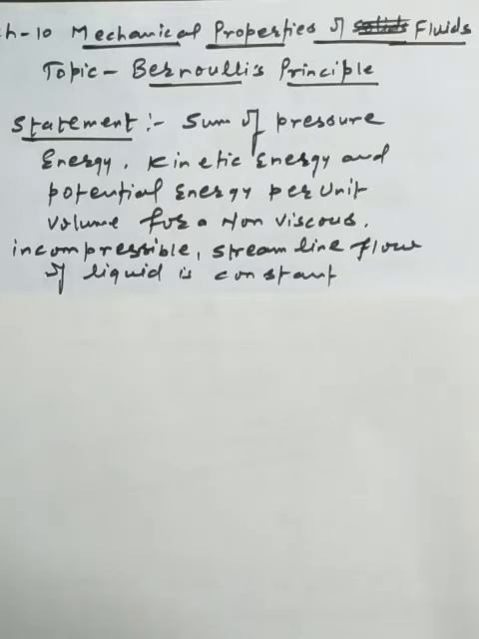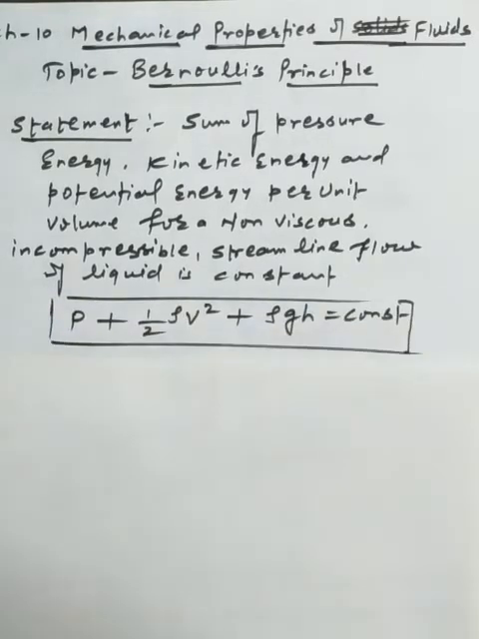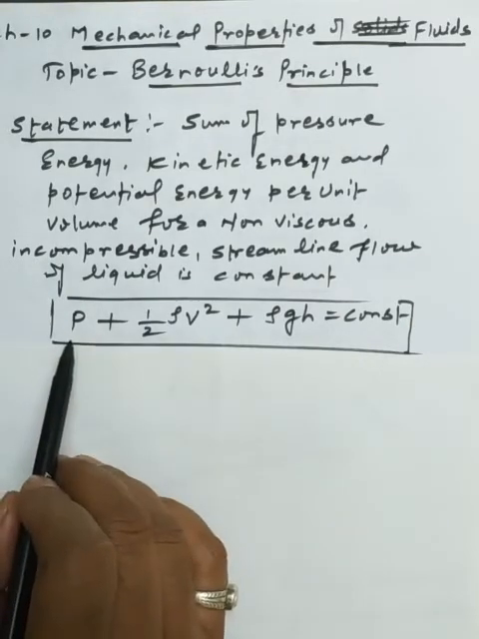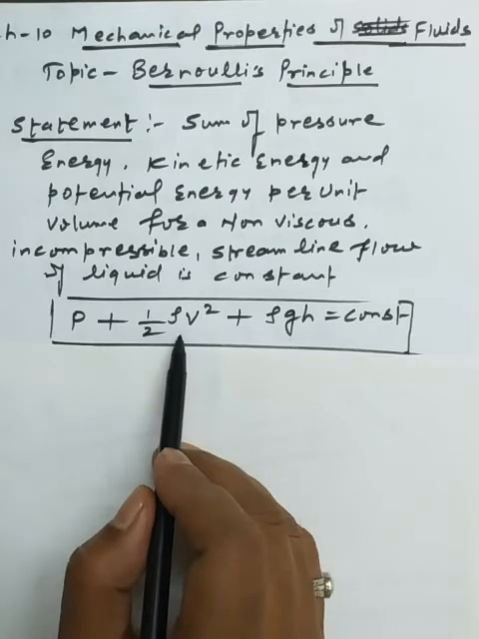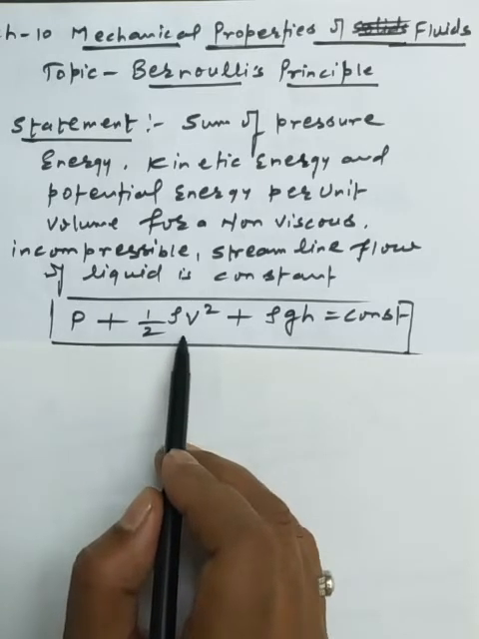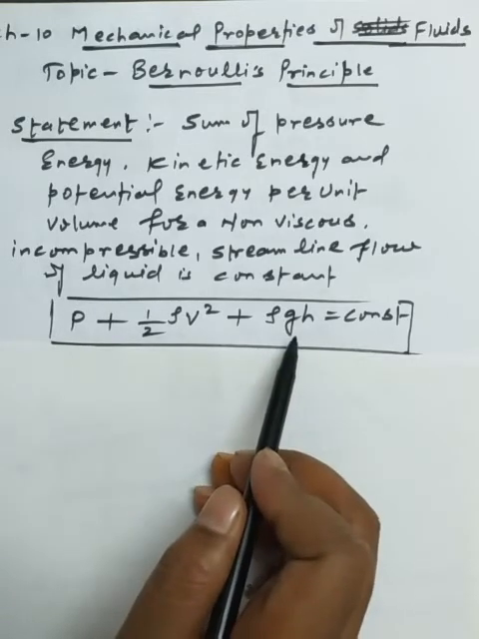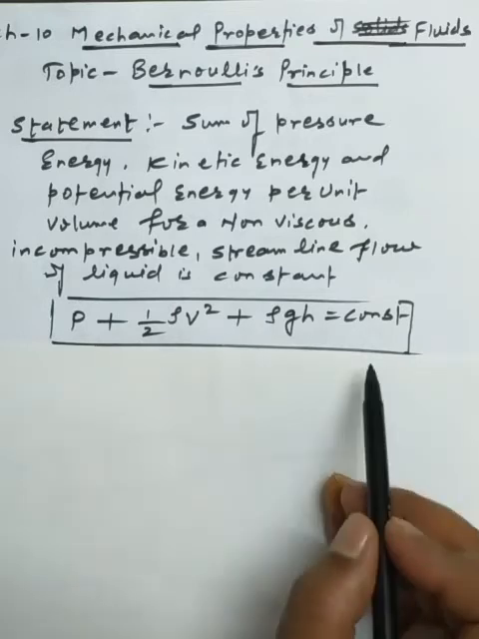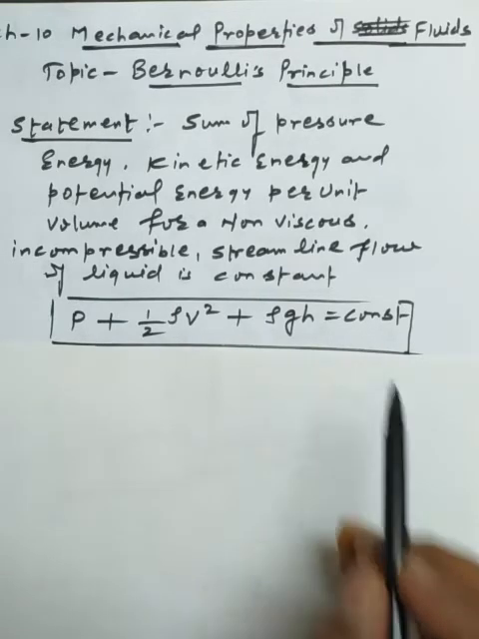So how can we represent this statement in mathematics? Now this is the pressure energy per unit volume. This is the kinetic energy per unit volume, that is called half rho v square. This is the potential energy per unit volume, that is called rho gh, that is equal to the constant. Okay. So this is the proper statement of the Bernoulli theorem.